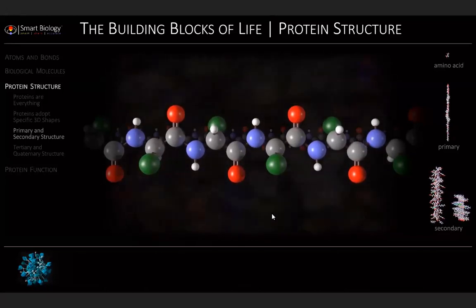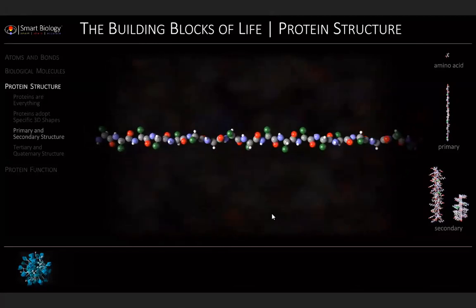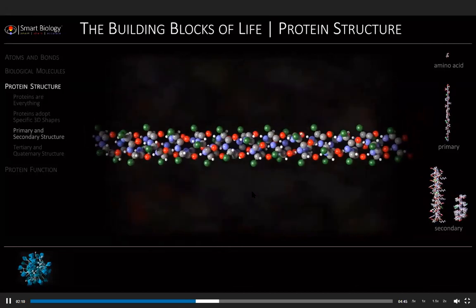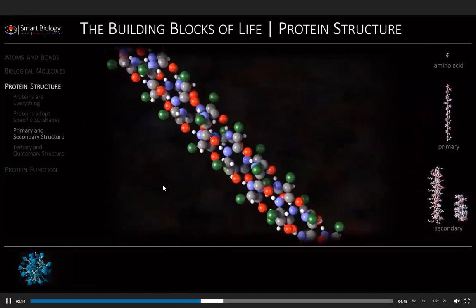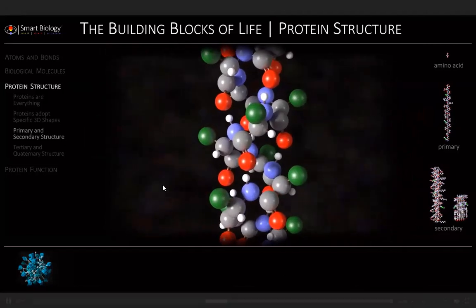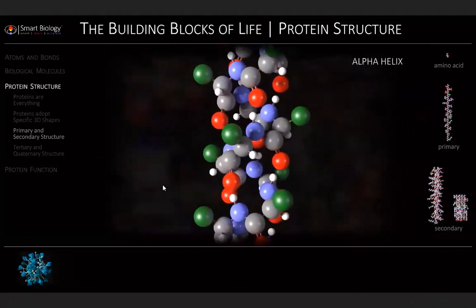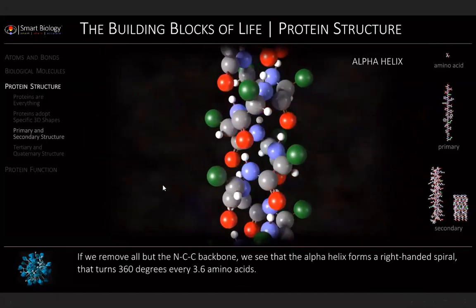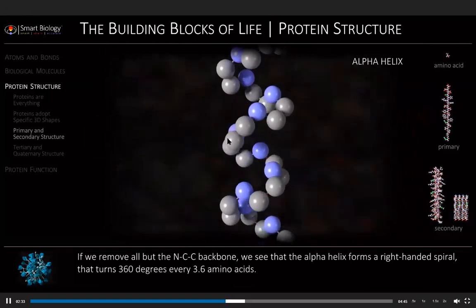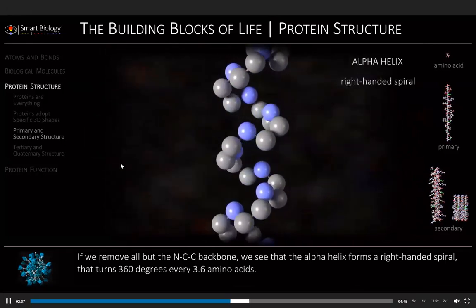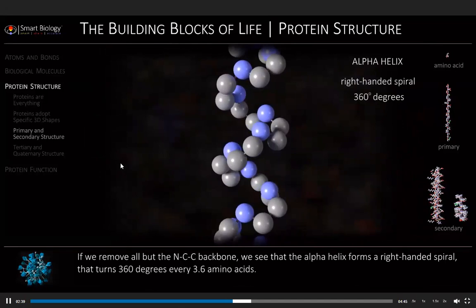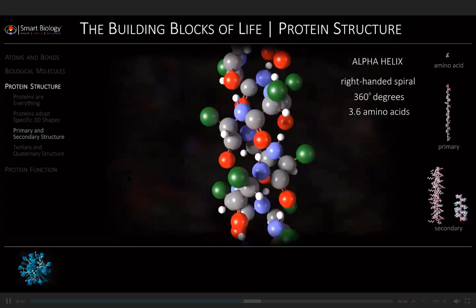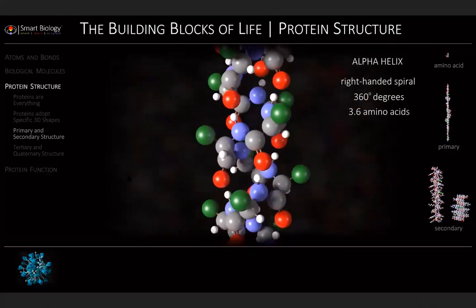You can see the NH and the CO, and the hydrogen bond will be formed between the NH and the CO of the fourth amino acid. You can see here the nice helical rotation of the protein. Remember, the side chains are shown as green circles. They are more elaborate than what we are seeing at the moment. And here you can see the beautiful alpha helix that has formed from the primary structure. If we now remove everything except the NCC backbone, you can see that the alpha helix forms a right-handed spiral that turns 360 degrees with every 3.6 amino acids. Okay, and the hydrogen bonds will be formed.